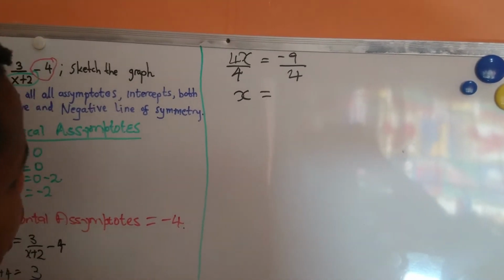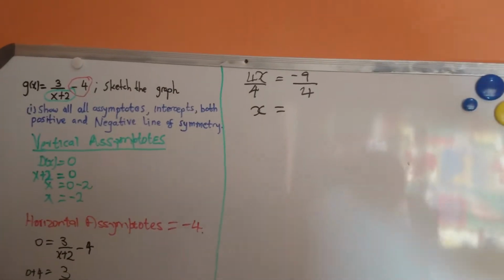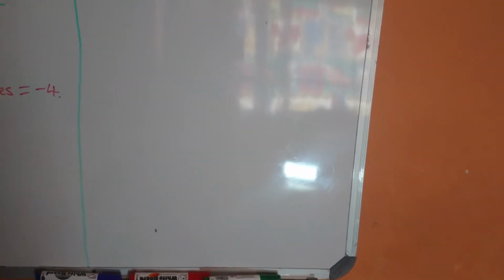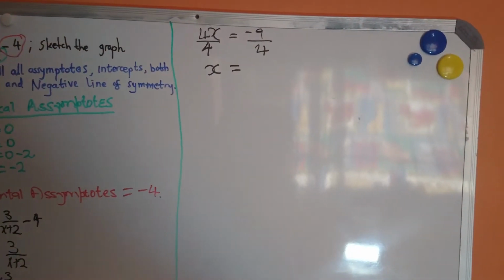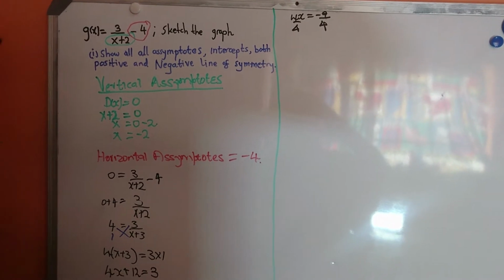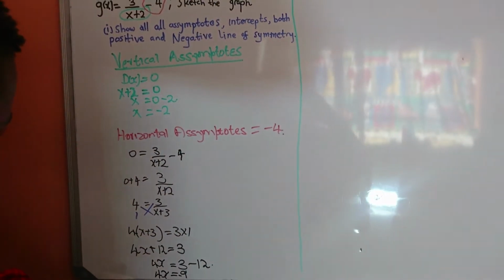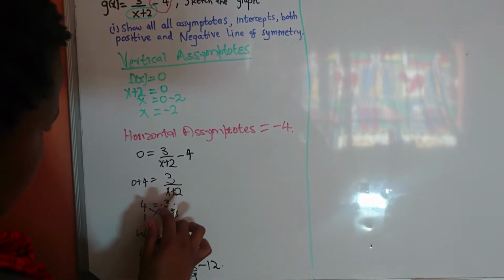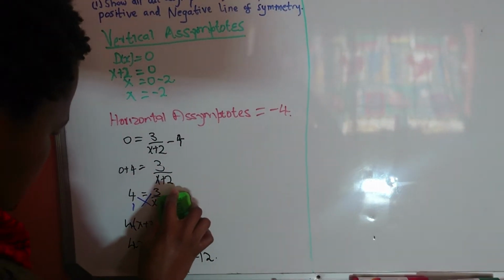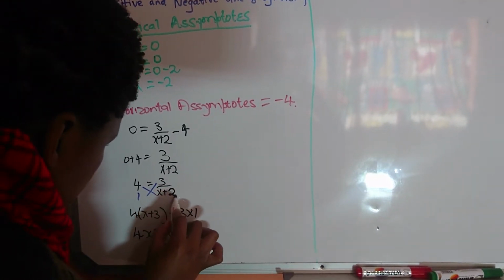Do you need a calculator? Yes, I need a calculator. Okay, she said she needs a calculator. Go and get your calculator. Take a mistake up. I think the mistake is that it should be x plus 2, not x plus 3. So x plus 2.